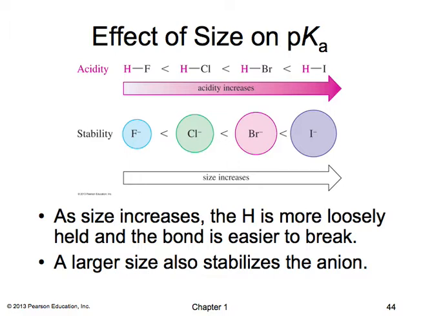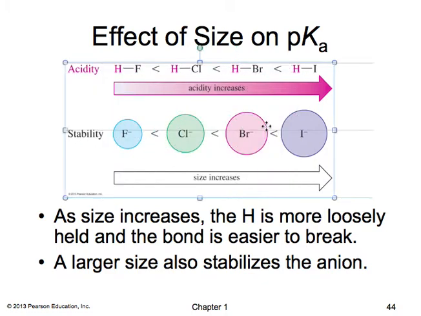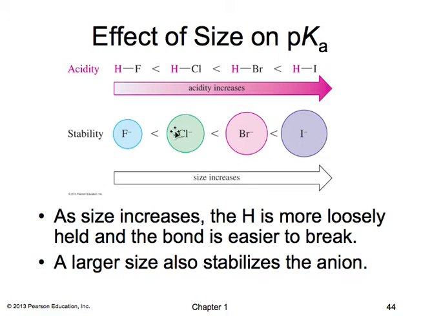Size also of the atom affects the pKa. So for example, you have iodine going to fluorine, and as you're going from iodine to fluorine, you're decreasing the size. As you decrease the size from iodine to fluorine, you're decreasing the acidity. In other words, as you increase the size, you're increasing acidity.